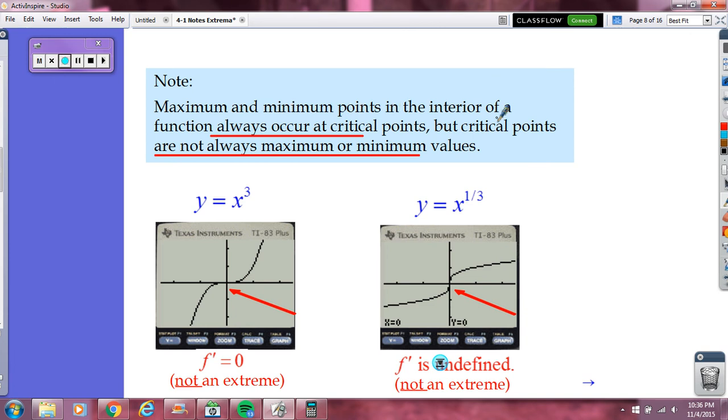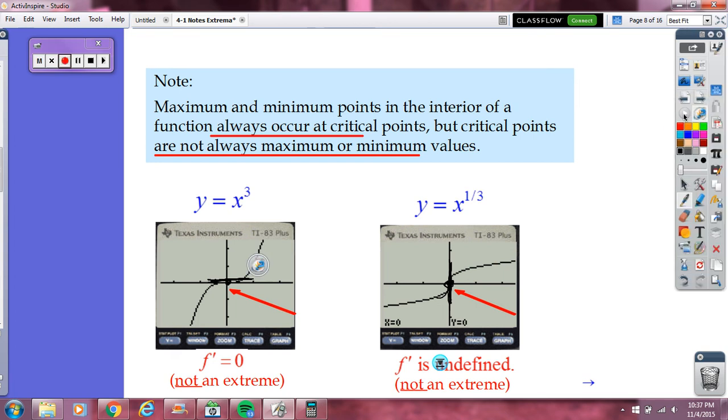Keep in mind though, maximum and minimum points in the interior of a function always occur at critical points, but critical points are not always maxes or mins. Example, if you've got y equals x to the third, right here, bang, I've got a derivative or a slope that's 0, but that's not a maximum or a minimum. It's not an extreme value. Same thing over here. I've got a vertical tangent line. My derivative is undefined, but I don't have a maximum or a minimum there. So we're going to have an extra step in some of our problems to verify that these values are in fact maximums or minimums.